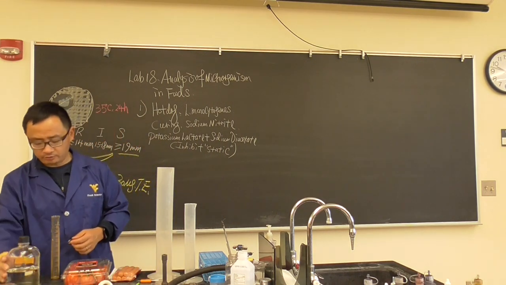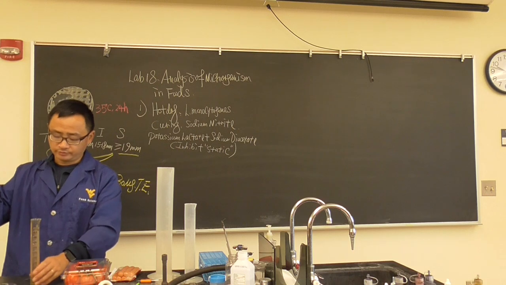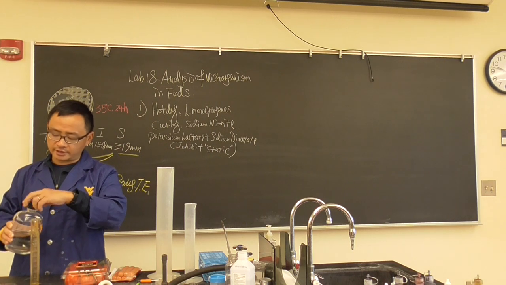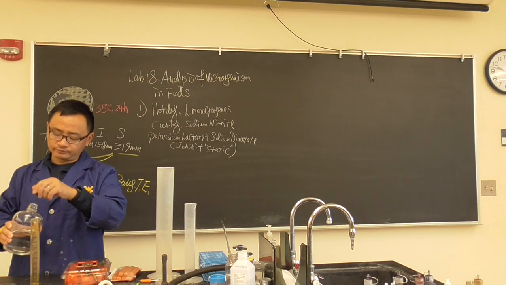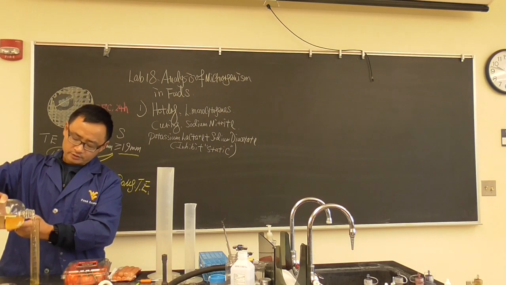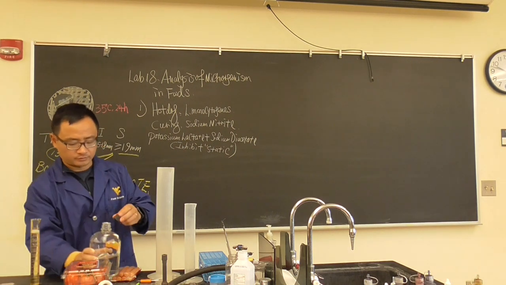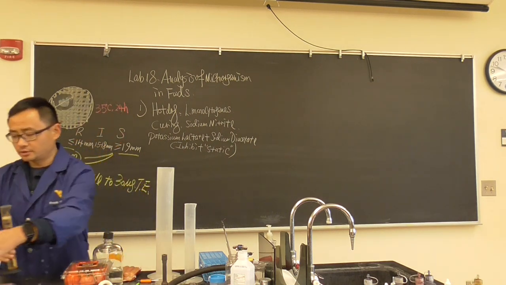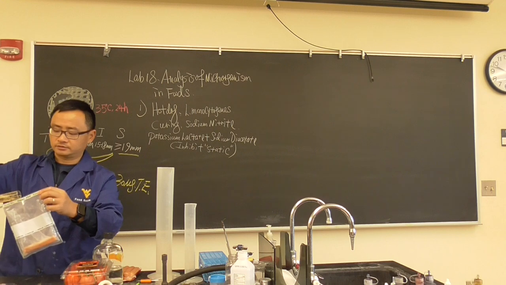We're using 0.1% nutrient broth. Now, of course, this cylinder has been autoclaved, so we're going to do 100 ml. So you just measure 100 microliter. Sorry, milliliter. Okay. So then we're going to add it in there.